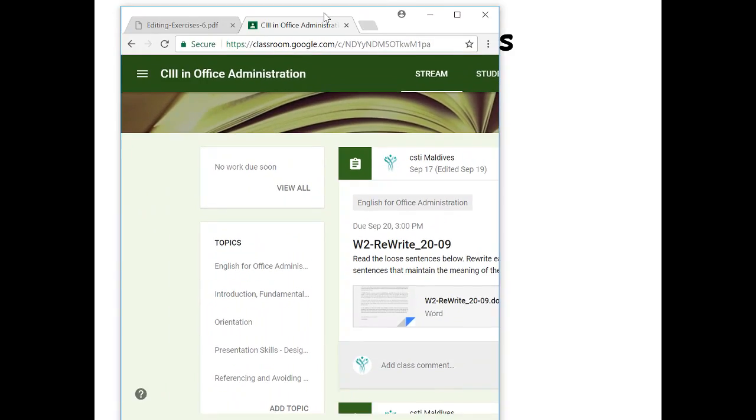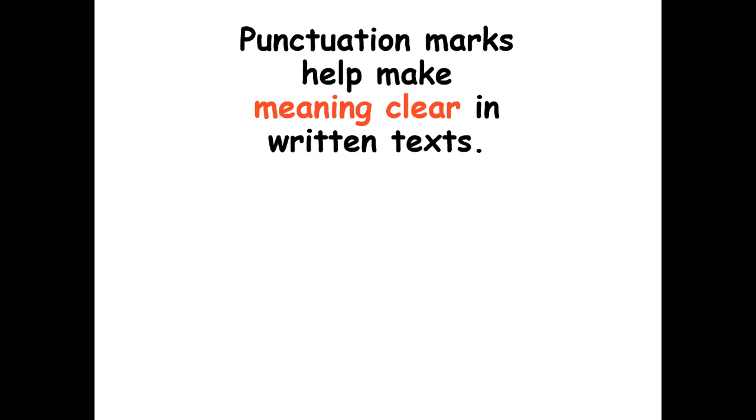Now, here, keep in mind that when I rename the assessment, I always write the due date at the end. Okay, W2 means worksheet 2 rewrite, that is the assessment name, heading, and then after the underscore 20 dash 9, that is the due date. All right.